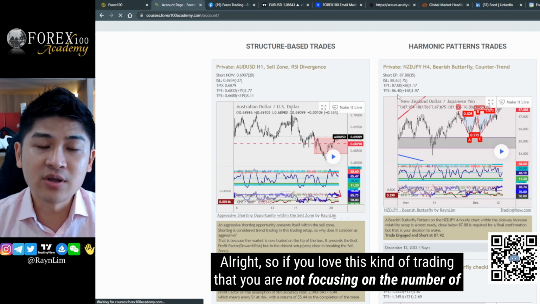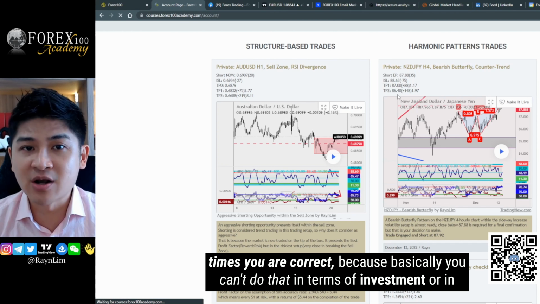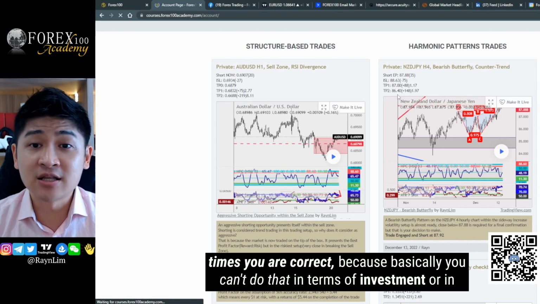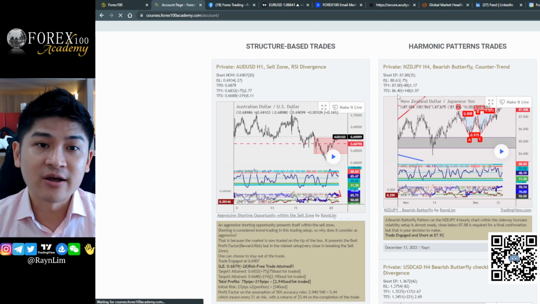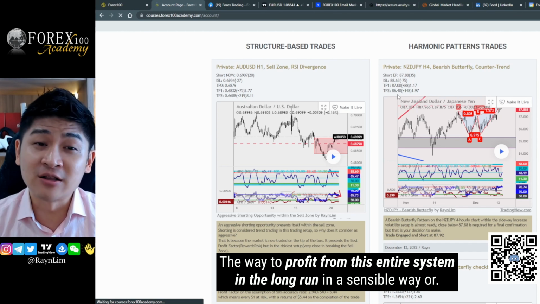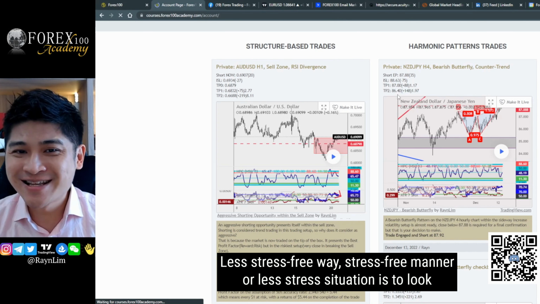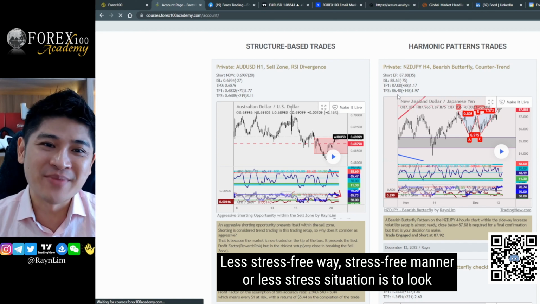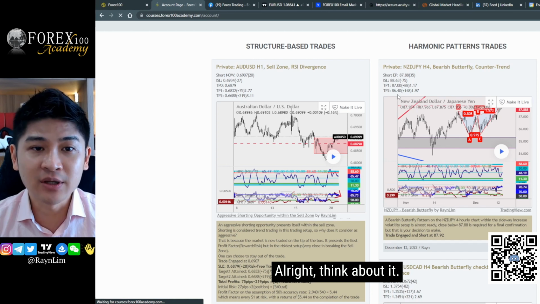All right, so if you love this kind of trading, you are not focusing on the number of times you're correct, because basically you can't do that in terms of investment or in any form of trading or even business deal. The way to profit from this entire system in the long run, in a sensible and less stressful manner, is to look for trades that only offer you a 2-1 ratio. All right, think about it.